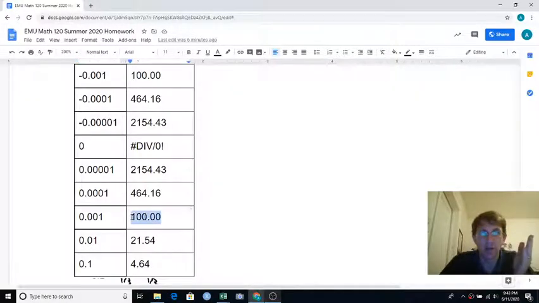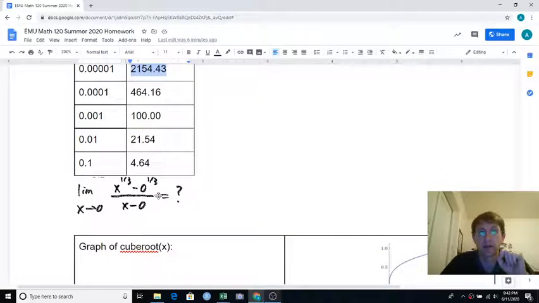What do you have to multiply 100 by to get 464? You multiply by about 4.64, right? What do you multiply 21 by to get 100? Something between 4 and 5. What do you multiply 4.64 by to get 21? Something between 4 and 5. What do you multiply 464 by to get 2,100 something? Something between 4 and 5. Seems like a trend. So what will happen if you keep putting more zeros in here? What will happen to the related number? So I'll let you think about that.